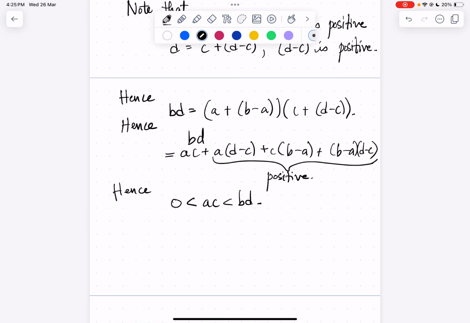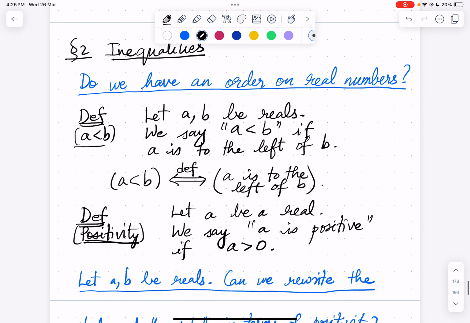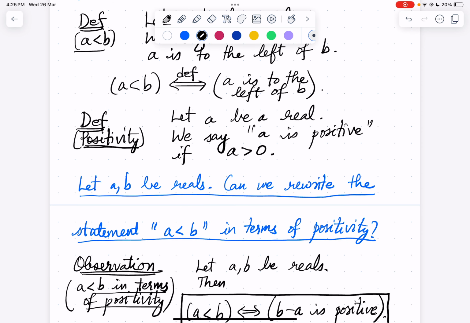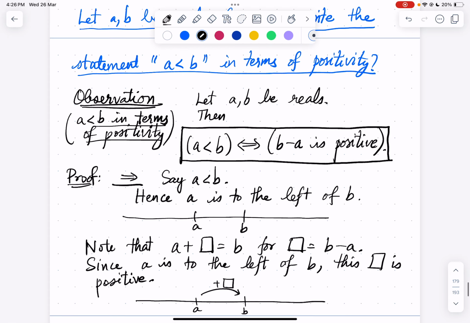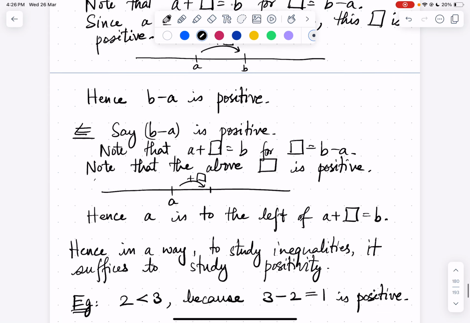And so to recap, what did we do? We considered what A less than B means. A less than B just means A is to the left of B. We considered what A is greater than 0 means: A is positive just means A is greater than 0. We then rewrote A less than B in terms of positivity. A less than B is the same as saying B minus A is positive.